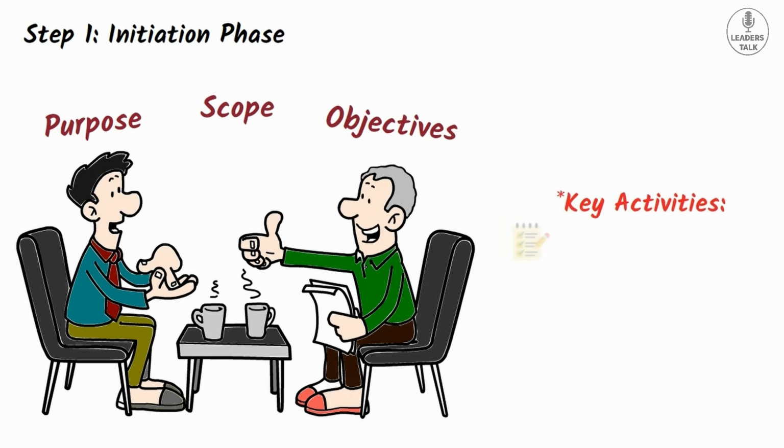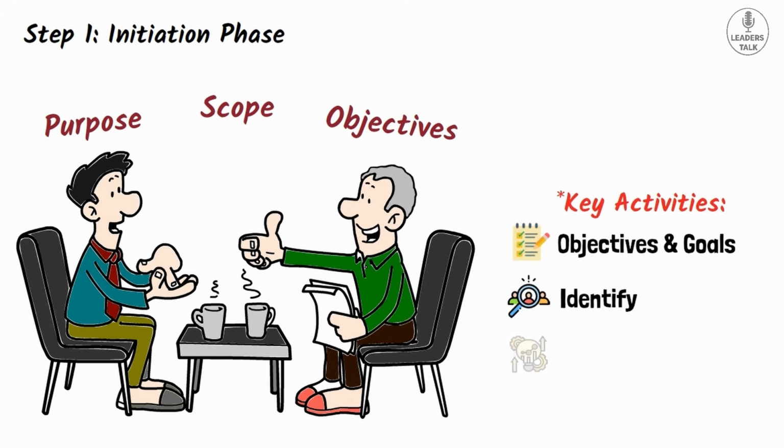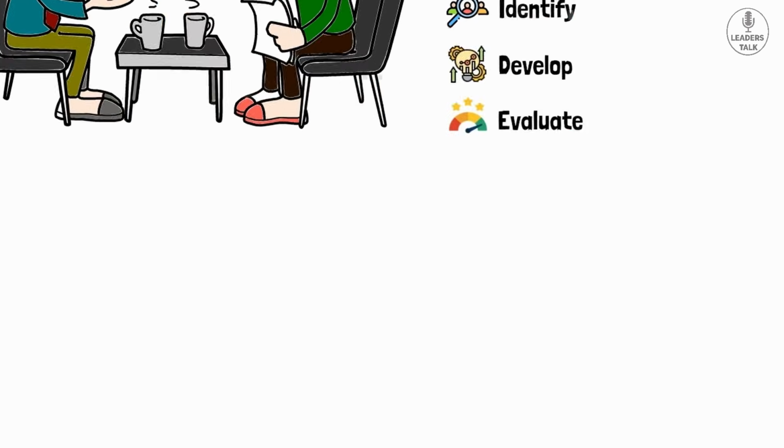Key activities. Define project objectives and goals. Identify stakeholders and their interests. Develop a project charter or initial project proposal. Evaluate the project's feasibility in terms of budget, resources, and time.